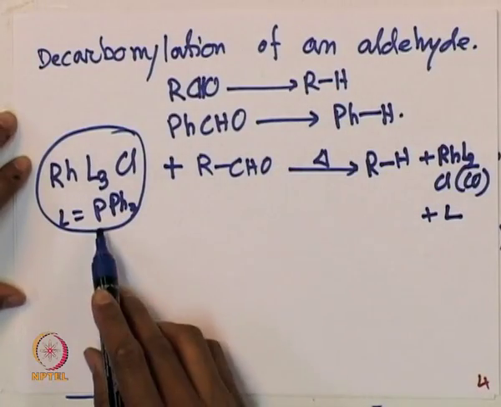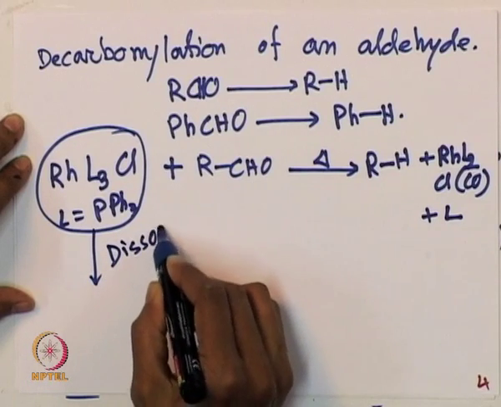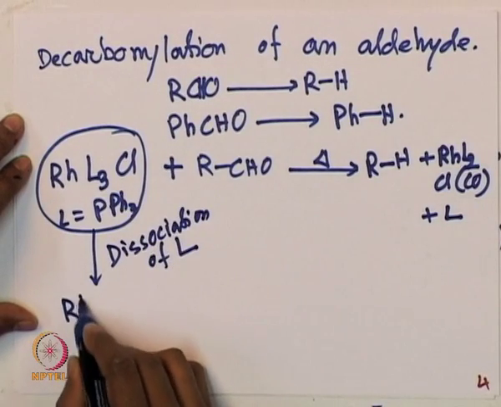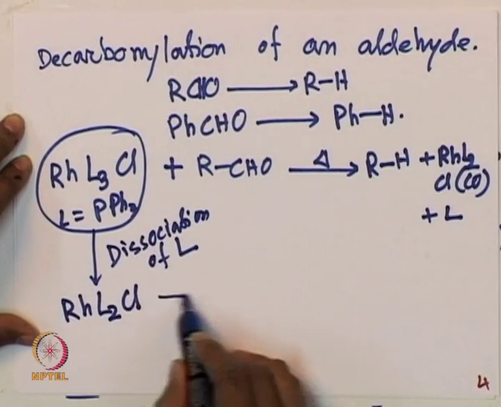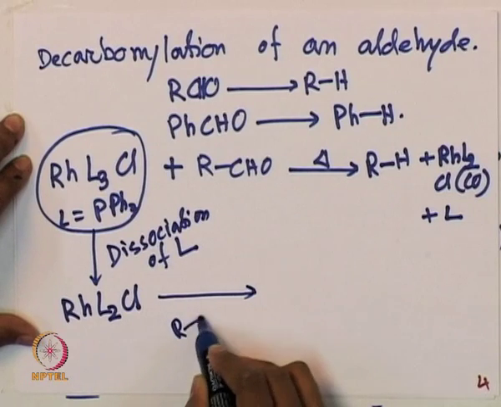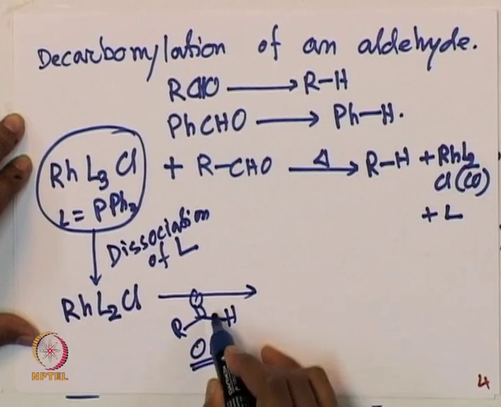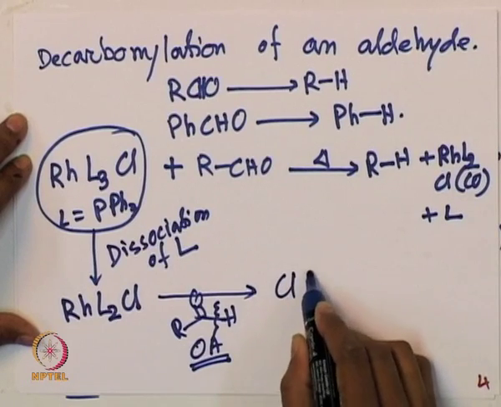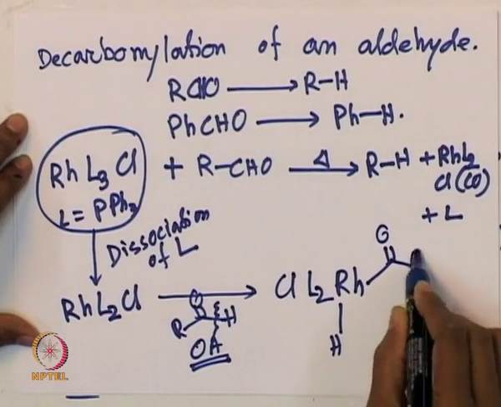So, this is the Wilkinson catalyst. What happens? Wilkinson catalyst can react with the aldehyde. The first step would be the dissociation of the ligand and you will have RhL2Cl. One of the ligands goes out, this is triphenylphosphine in this case, and you will have RCHO, then oxidative addition into it. So, we are going to see the oxidative addition over there, and that will give rise to the complex where rhodium hydride and COR is involved.